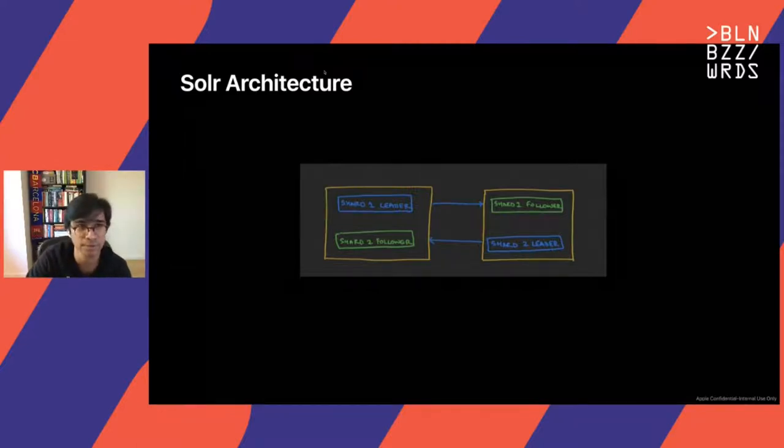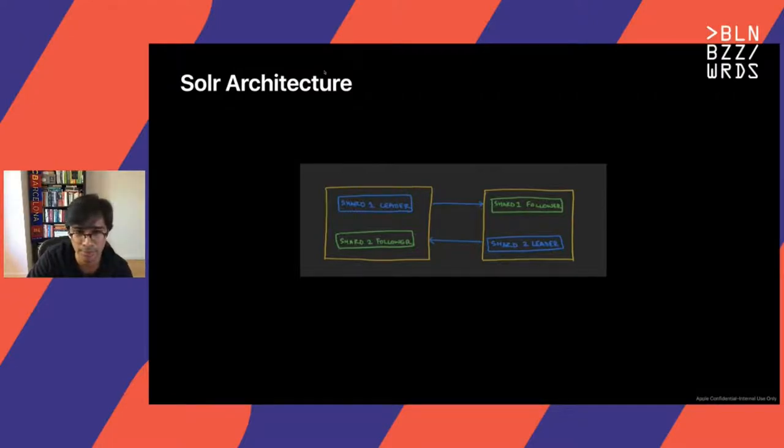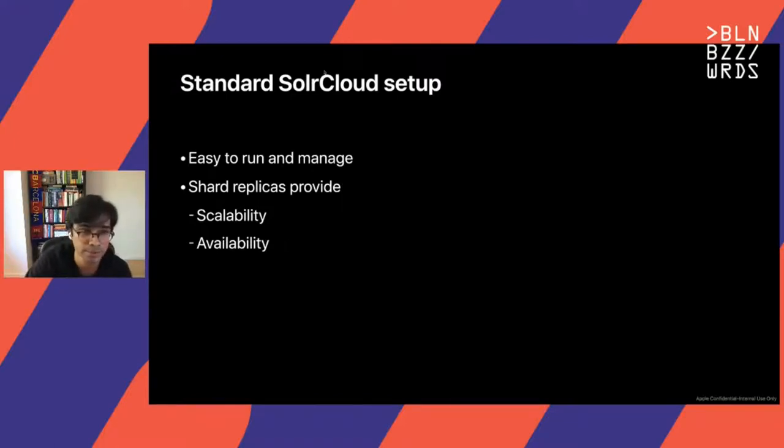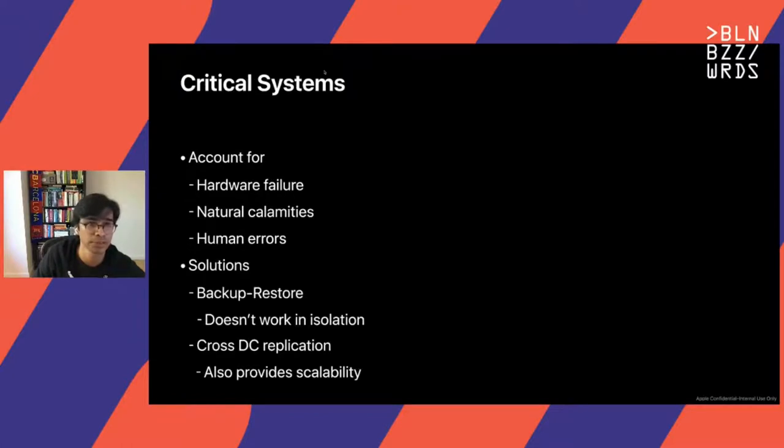So a very simplified version of a Solr architecture diagram looks like this. You've got shards that have leaders and followers, and they talk to each other. They pretty much play the same role, other than the fact that every incoming update is routed through the leader, who's also responsible for versioning and doing a bunch of other managerial things as far as handling documents and data is concerned. So like any distributed system, it seems fairly easy to run and manage. The shard replicas provide scalability and availability. If one of them goes away, the other one comes in and assumes leadership. Also, if you need to support more traffic, you can always add more replicas. So that solves most of the problem for standard use cases.